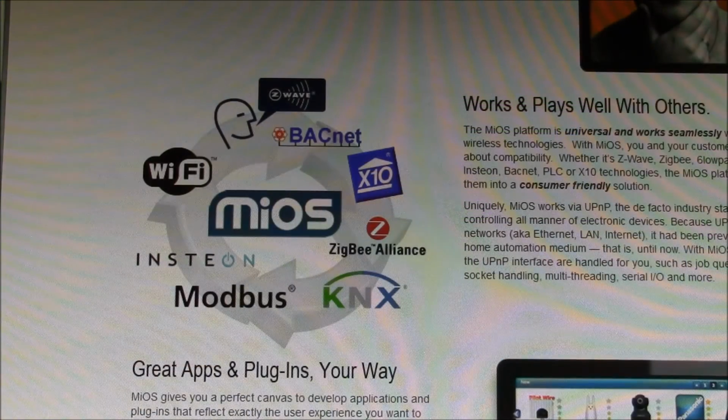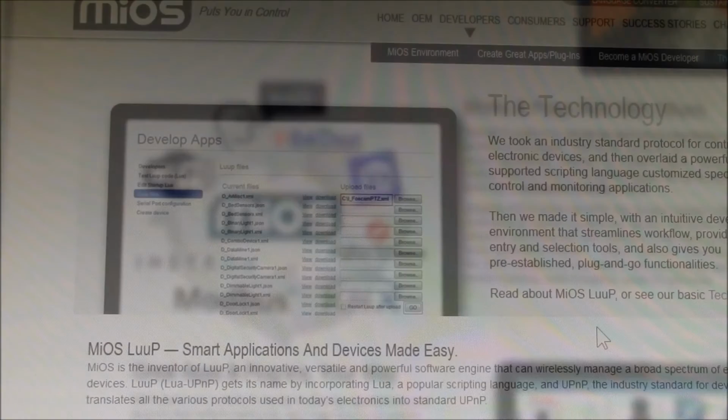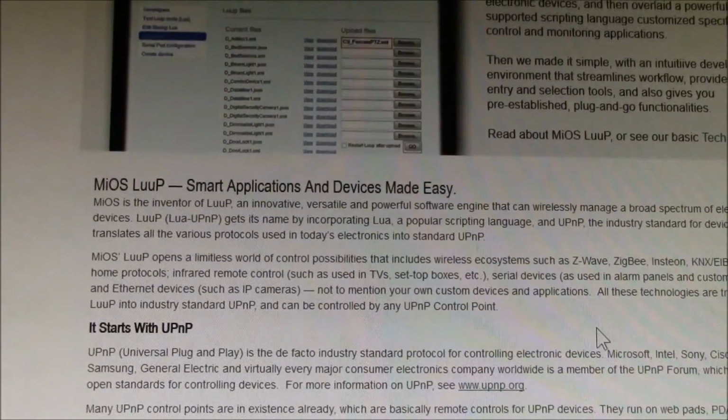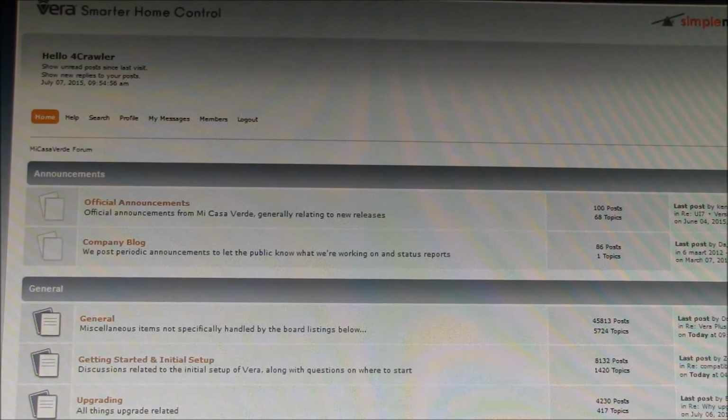There are many other Z-Wave controller options available. I chose the Vera line as it seemed quite well supported and had the features I was looking for. It runs the MIOS platform and the LUUP, or Lua U plug and play, software engine. Lots of interesting information on the MIOS site. UPnP support means you can interface with other UPnP devices in your house. I'll add a link to this Vera user forum in the video description so you can see what sort of things Vera users are doing with their systems.